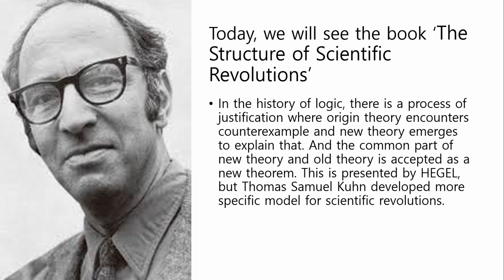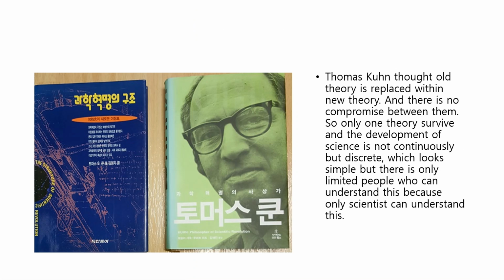In the history of logic, there is a process of justification where an original theory encounters a counterexample and a new theory emerges to explain it, and the common part of this new theory and the old theory is accepted as a new theorem. This was presented by Hegel, but Thomas Samuel Kuhn developed a more specific model for scientific revolutions.